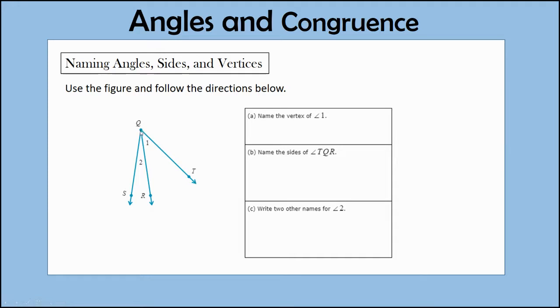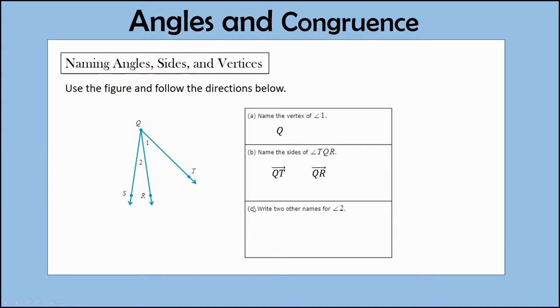The vertex of angle 1 is the point that the two rays have in common, so that's going to be Q. Actually, the vertex of all three of the angles I talked about is Q. Name the sides of TQR. So TQR is angle 1, another way of naming it. The sides, remember, are rays. So we have ray QT and ray QR. Those are the two sides that make up this angle.